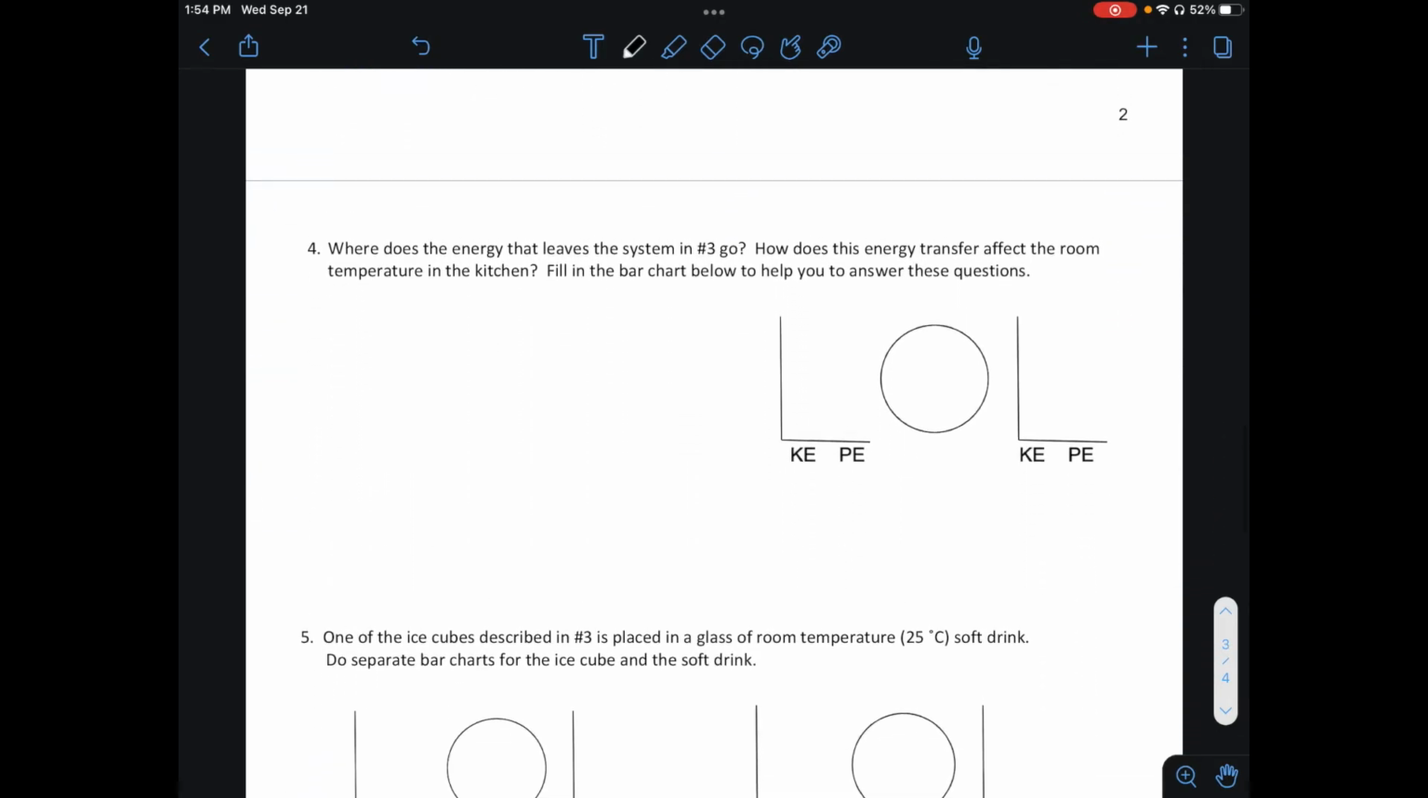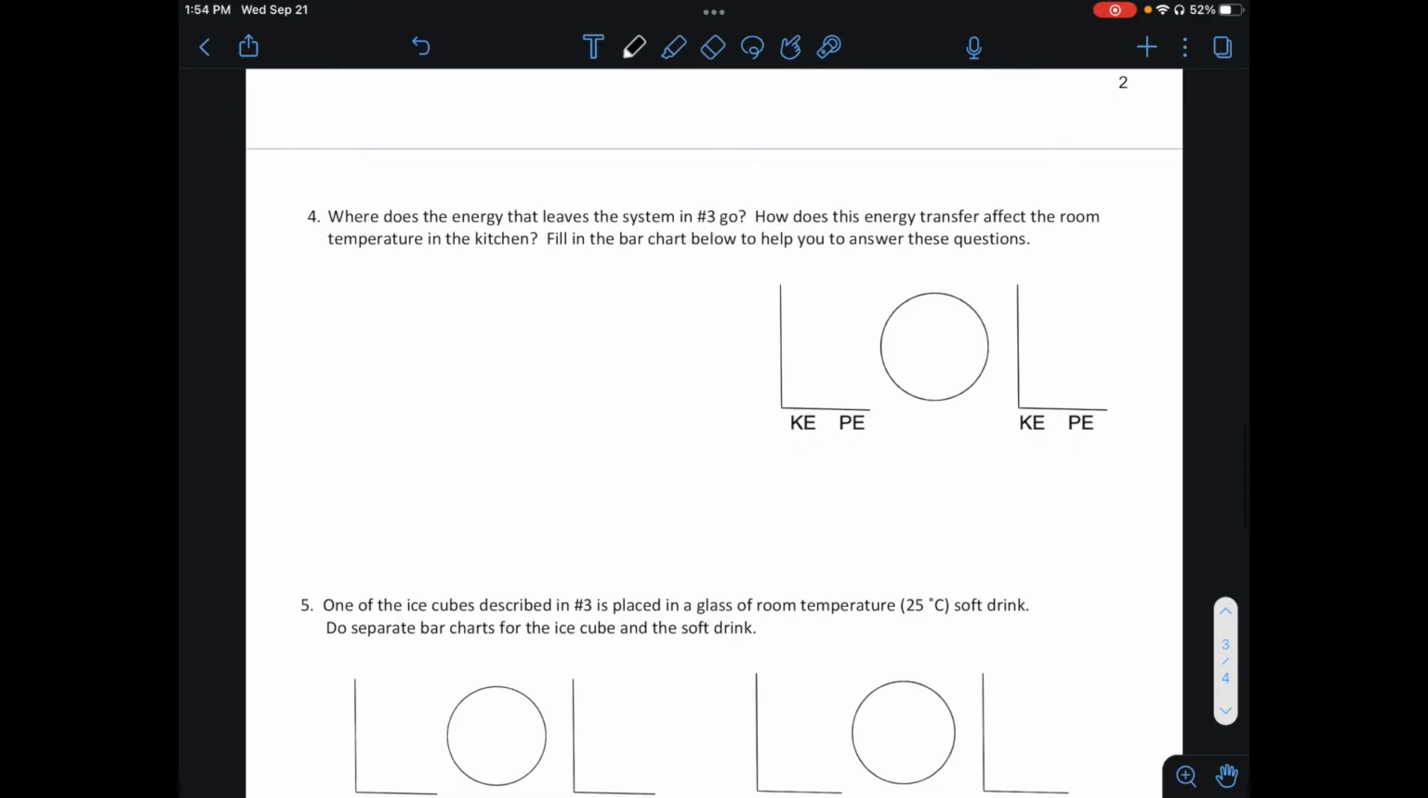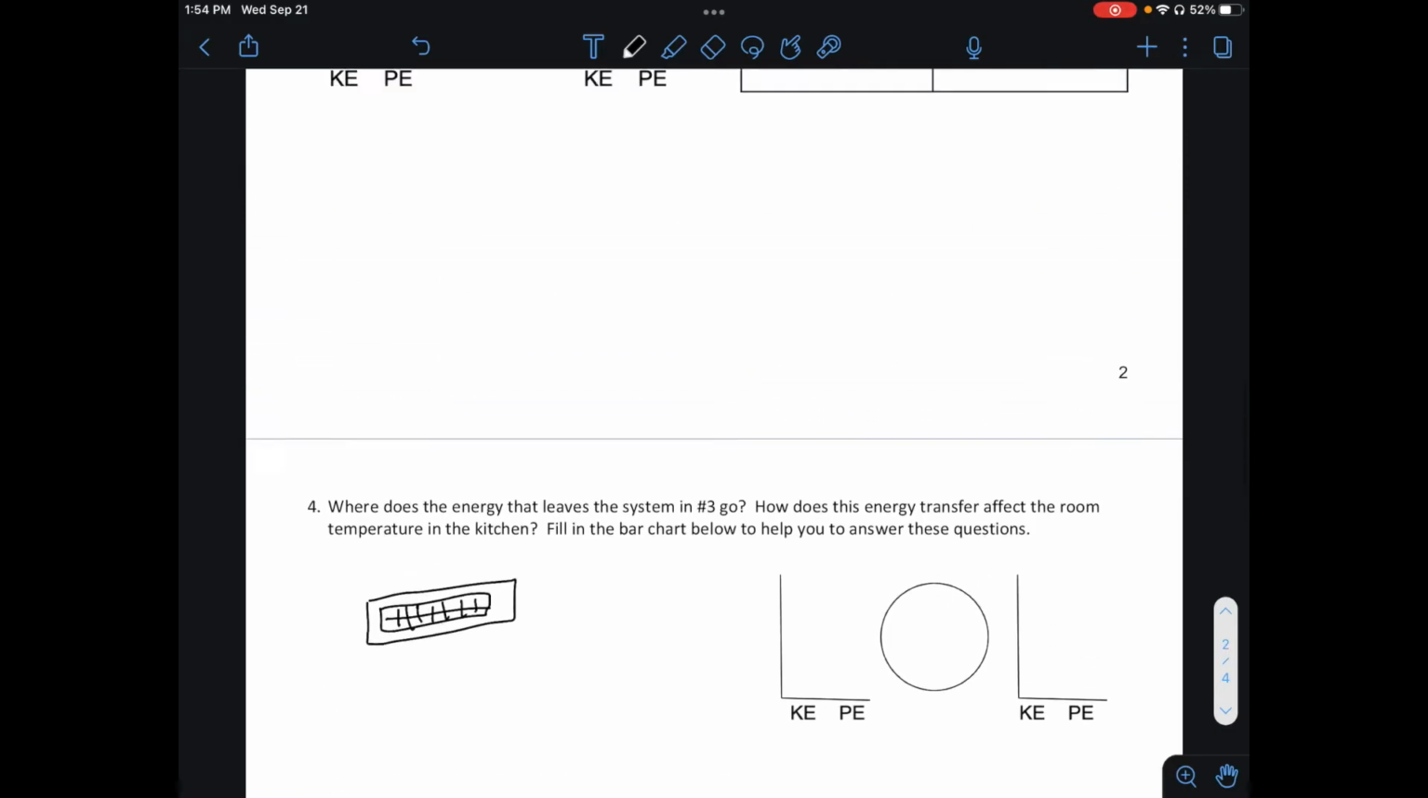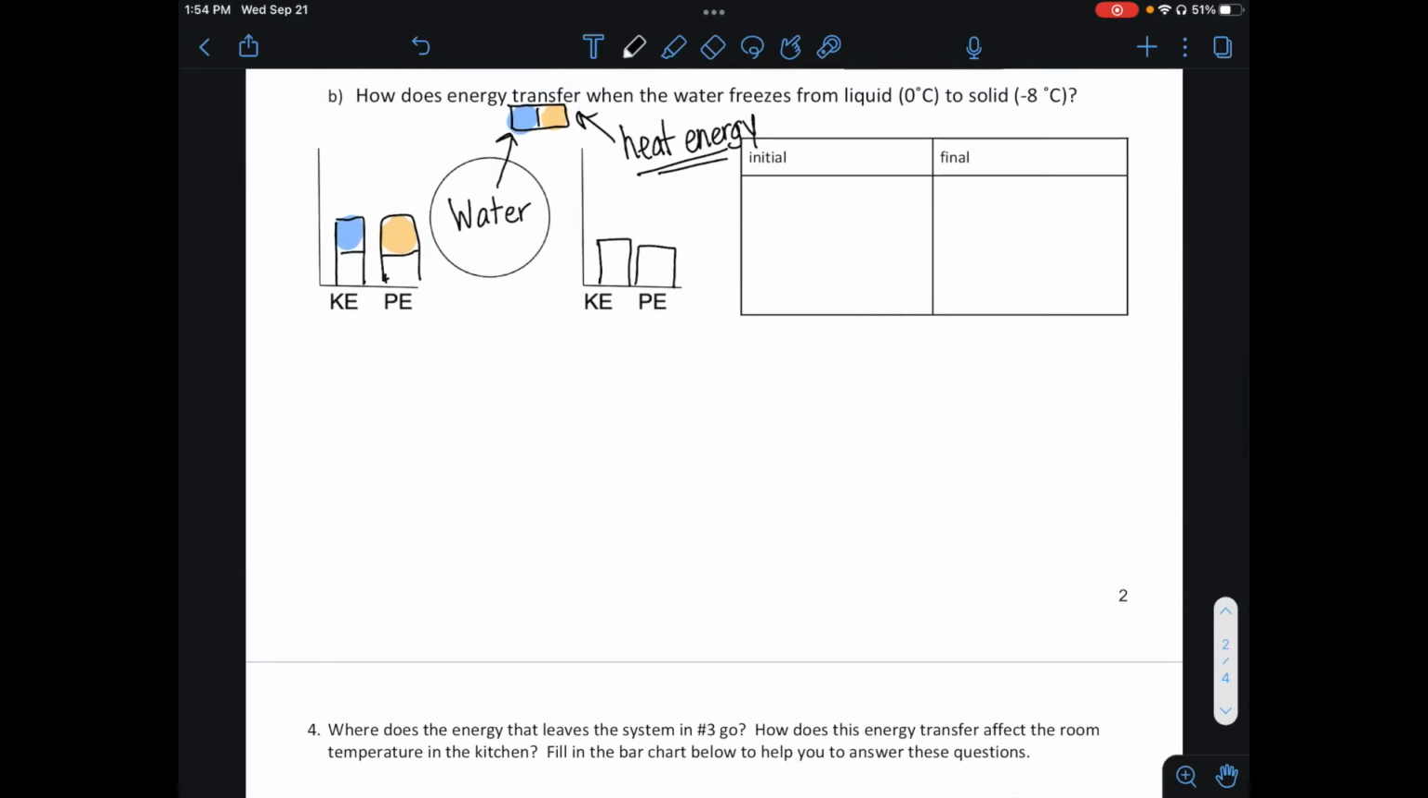Now in this one, I love this one. So we have the question, where does the energy that leaves the system in number 3 go? So remember, number 3 was all about this tray of ice cubes that we had in the freezer, and that tray of ice cubes got cold and it froze. And we know that that tray, as we wrote there, released 2 blocks of energy. So it wants to know, where did these blocks go?